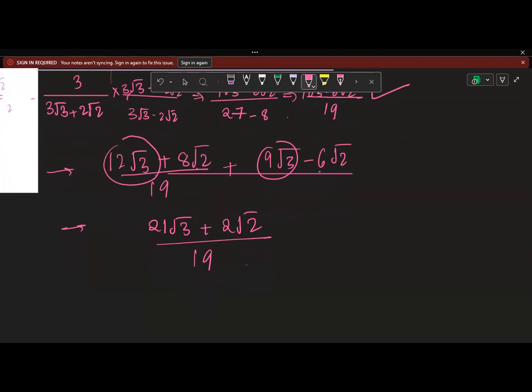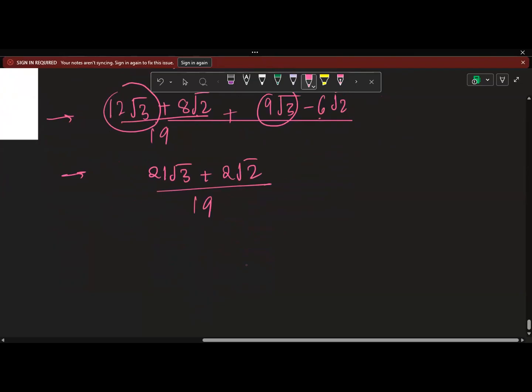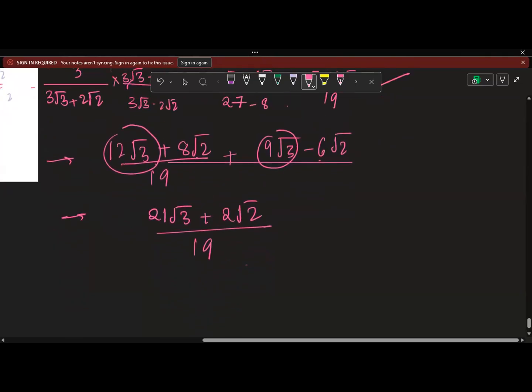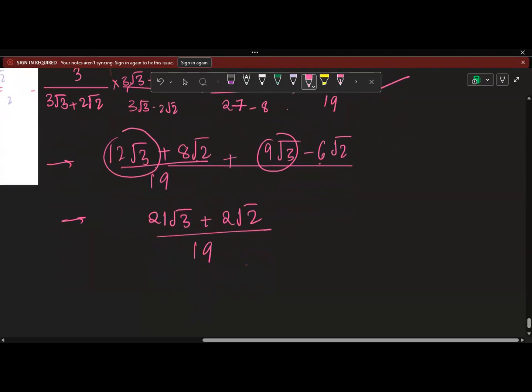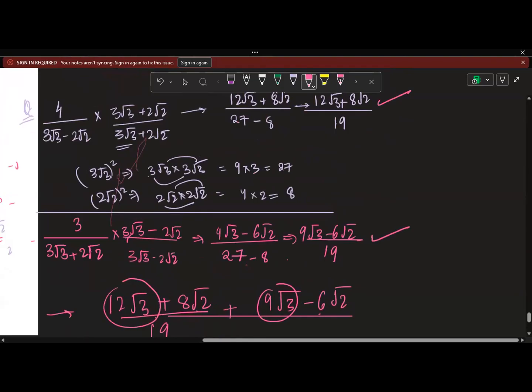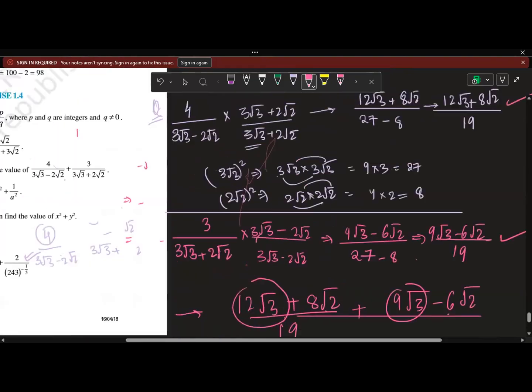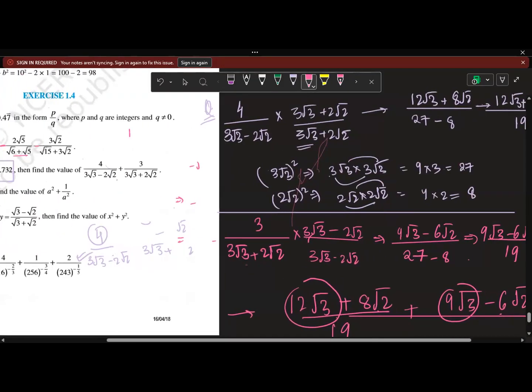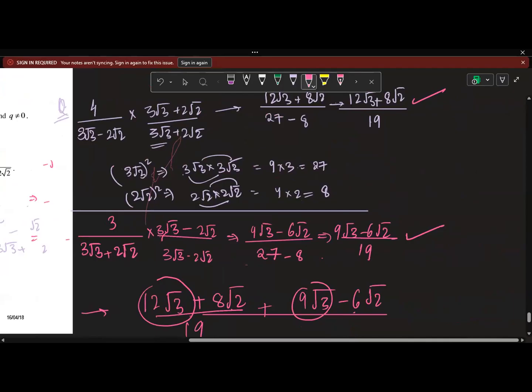Yes, ma'am. You got the same thing? No, ma'am. For the second, like 2 root 2, I got the same, but for 21 root 3, I got 3 root 3 because I subtracted. So you have to add, not subtract. Let me check again. Need to add, right? Need to add.